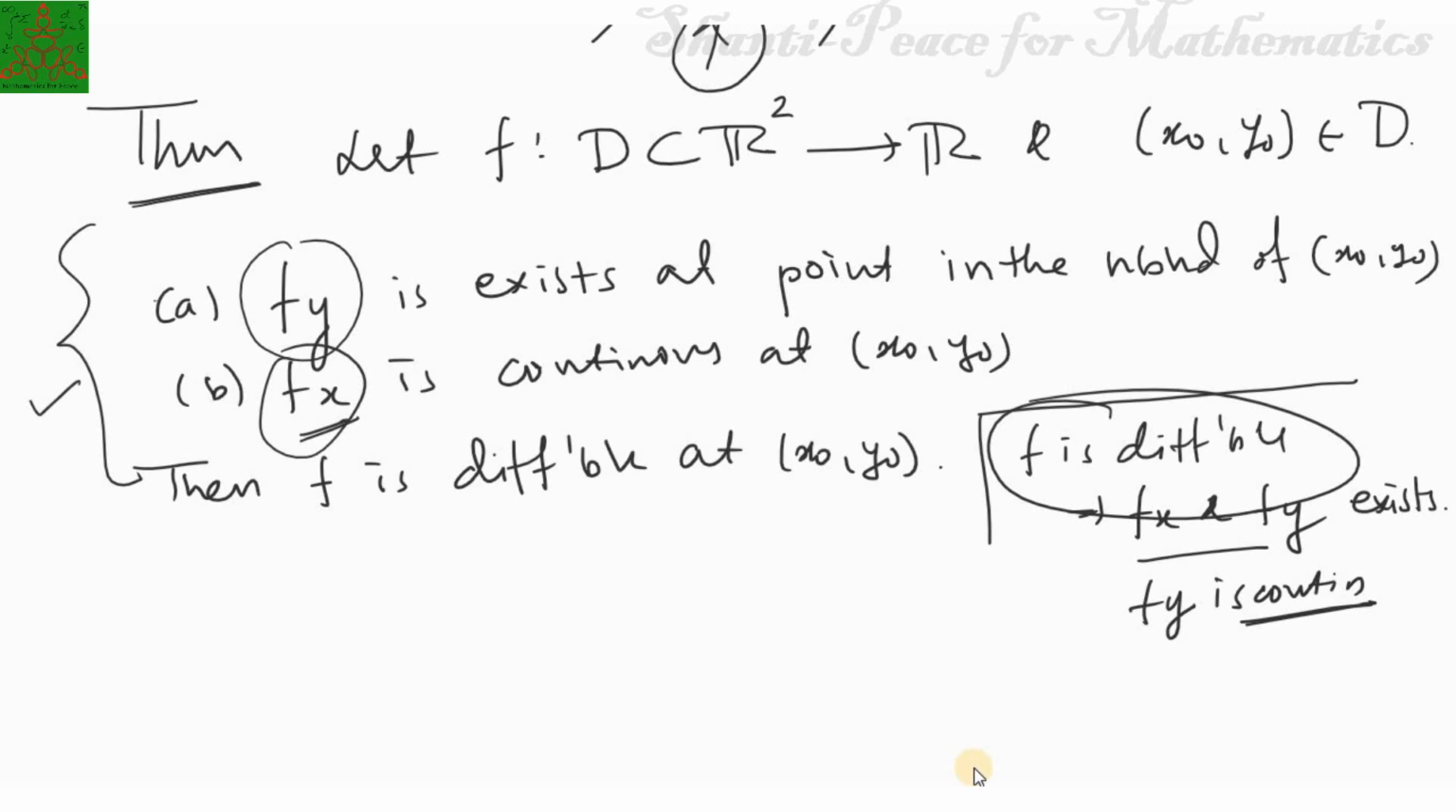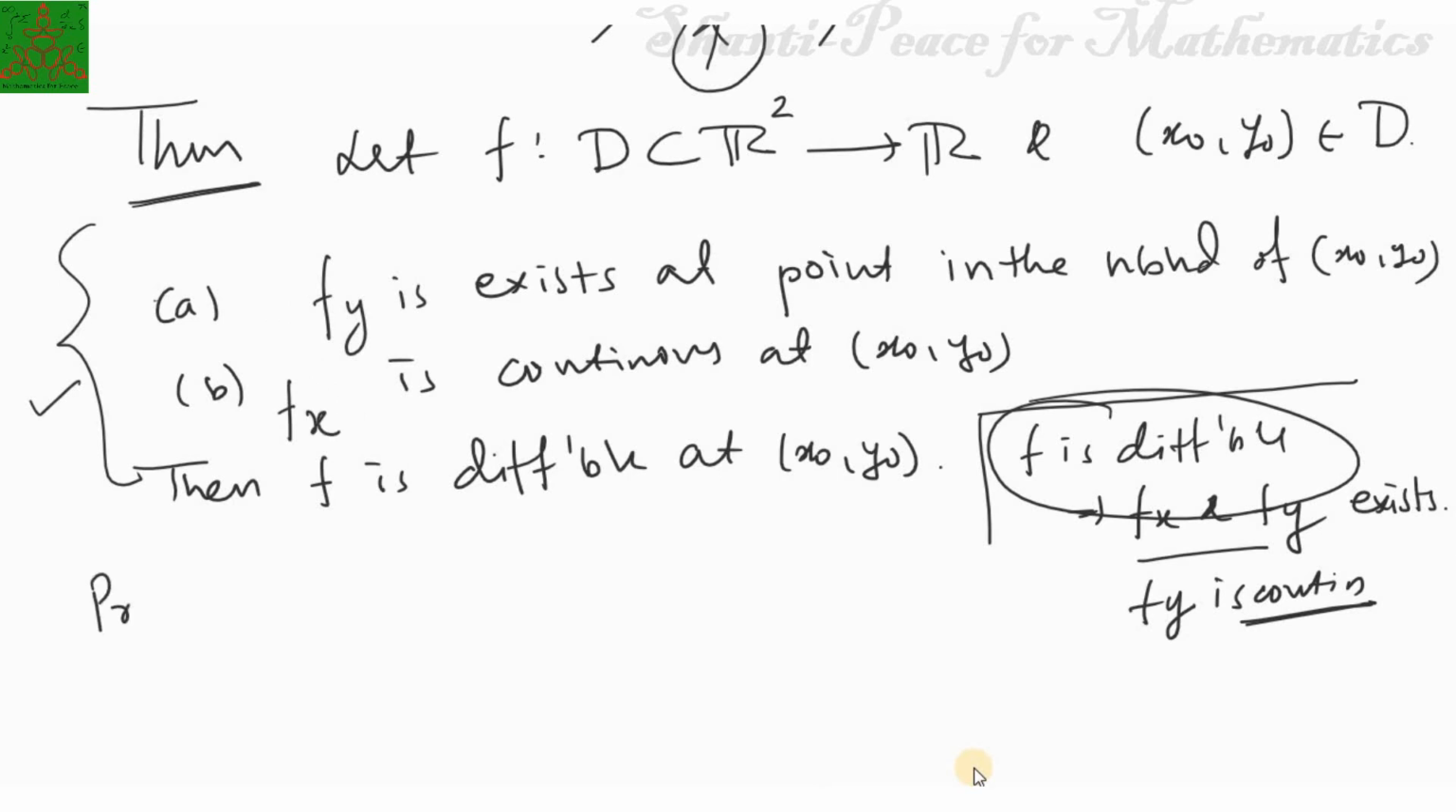Or you may state it in the third manner: instead of fy you write fx, and here you write fy. So instead of this you write fy, and instead of this you write fx, then also you can state it in the same manner. But right now I am proving for this one only, so I am just removing that and stating that fy exists and fx is continuous at that point.